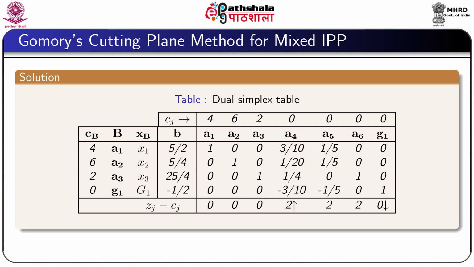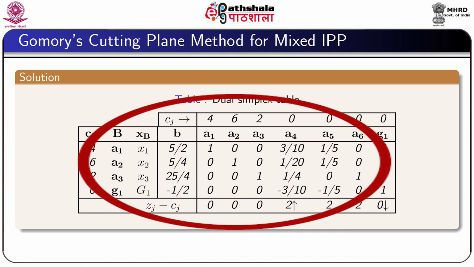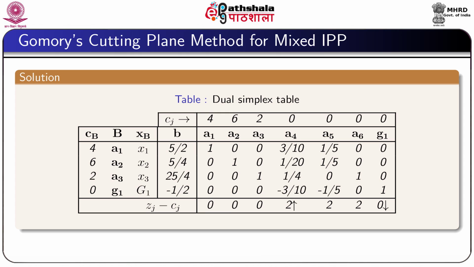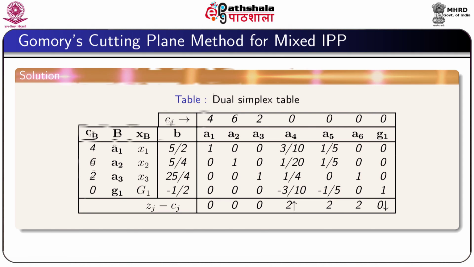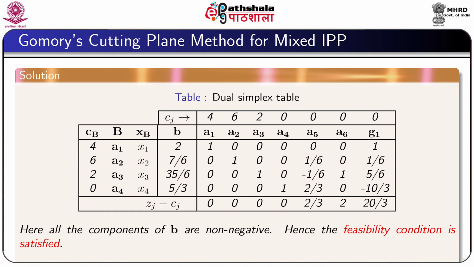The slide shows the table or iteration for dual simplex, and since the components of the vector b are not all non-negative, we proceed to find the departing vector. Here the departing vector is g 1, and we can easily obtain the entering vector as a 4, and then we proceed to the next iteration.